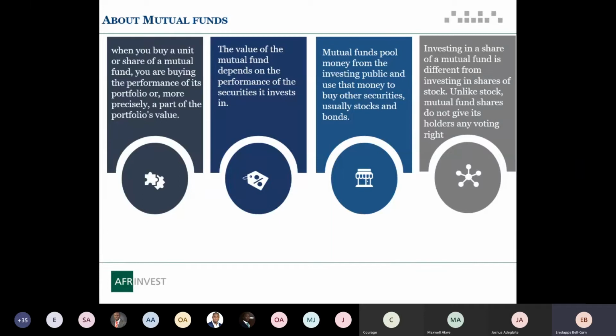But if you're investing in a mutual fund, you do not own the stock directly, you own a part of the mutual fund. So you can't go to GT and say that, oh, because I have shares in this mutual fund, it means that I have shares in GT Bank. No, that's not how it works.